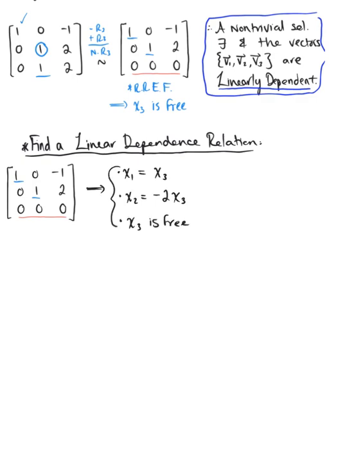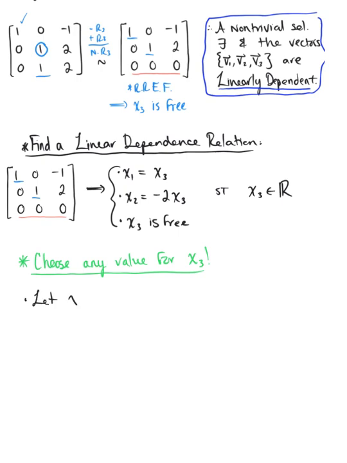So we can see the relationship amongst these three vectors. And of course, this is such that x sub 3 is a real number. It's any scalar our little hearts desire. So we're going to use this to help us find a linear dependence relationship. Now, to do this, to find a linear dependence relation, we simply need to choose any value for x sub 3, our free variable. So let's do a nice easy case. Let's let x sub 3 be 1.